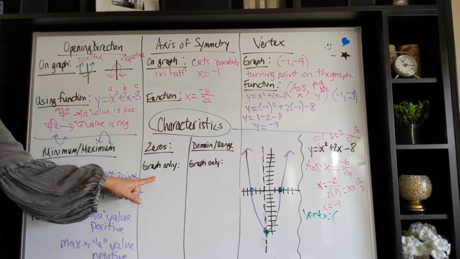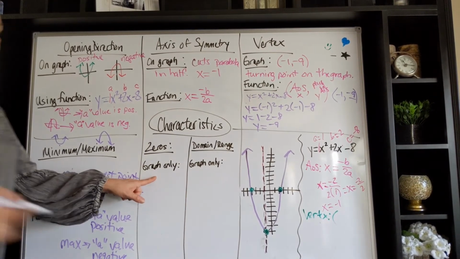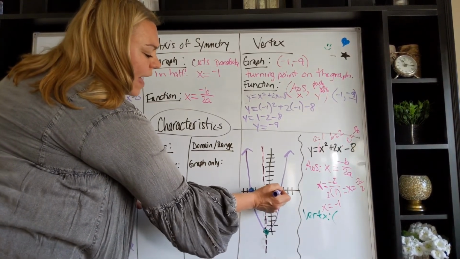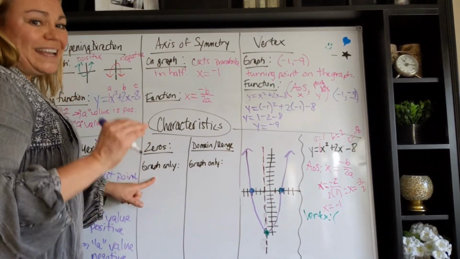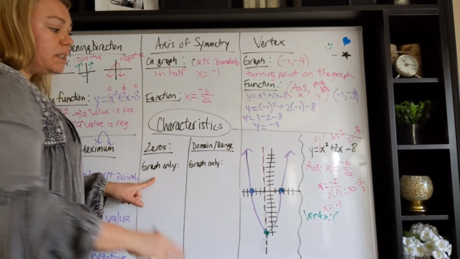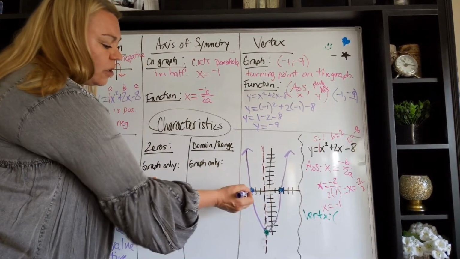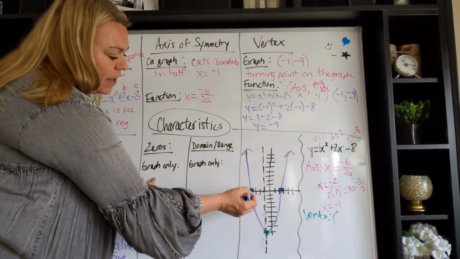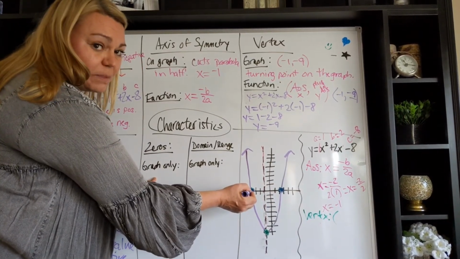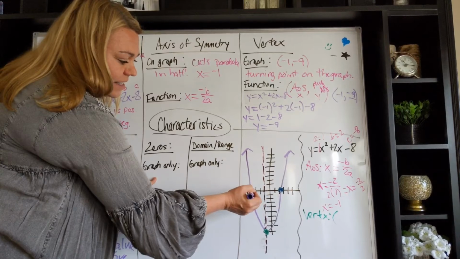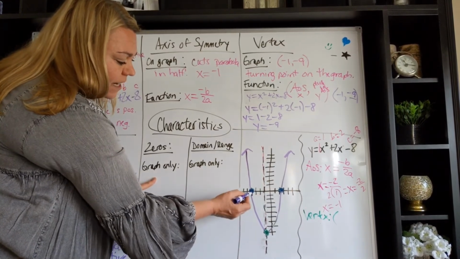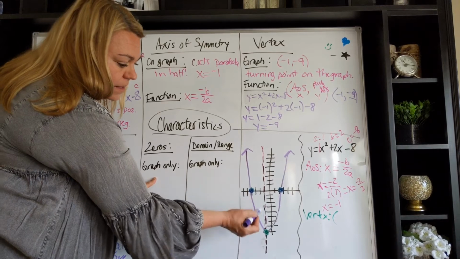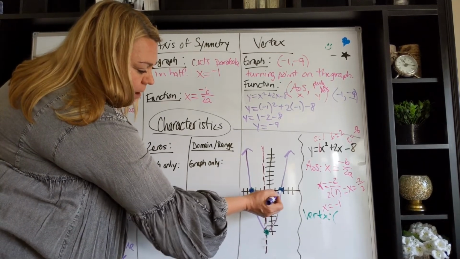If I'm looking for the zeros on a graph, the zeros are the places where the parabola actually touches or crosses or intersects the x-axis. So here we go right here. Boom, boom. My parabola is crossing, hitting, intersecting the x-axis at 2 points. The first place it intersects at is at -4. The second place it intersects at is +2.